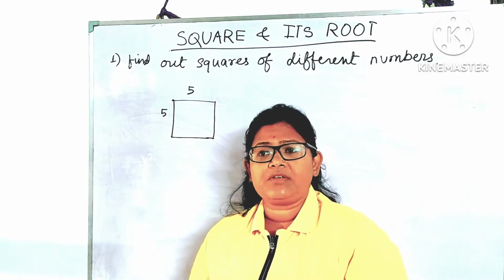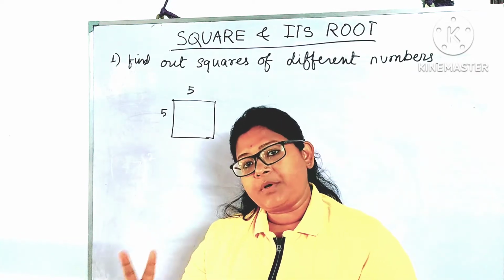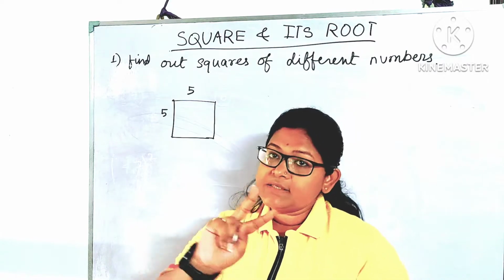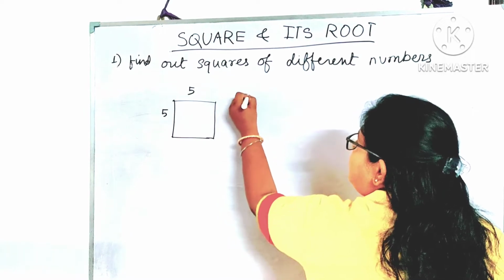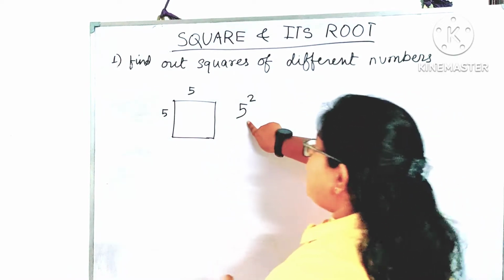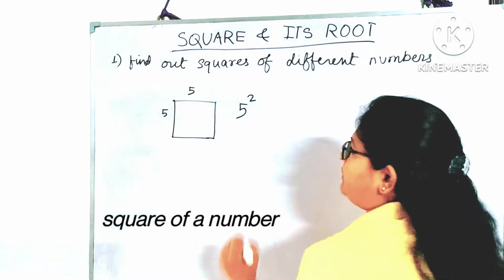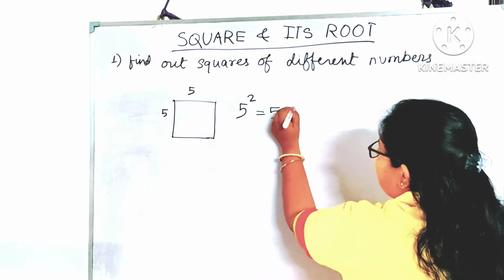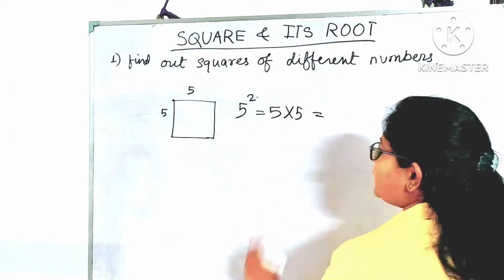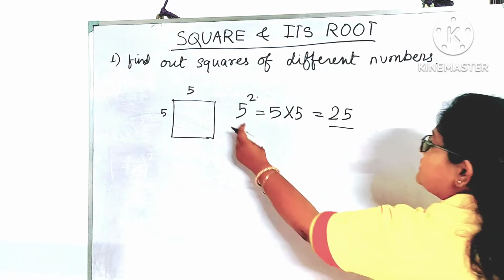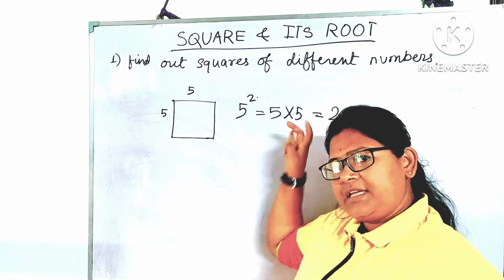If anybody tells me, what do you mean by the square of a particular number? Square of a particular number means that number is multiplied by itself, and hence we can call it a square. For example, let's take 5 square. Any number with 2 written on top is considered a square of a number. That means that number is being multiplied by itself 2 times. That is why this 2 is being written. Okay? 5 fives are 25. So we can say the square of 5 is 25. Is it clear?